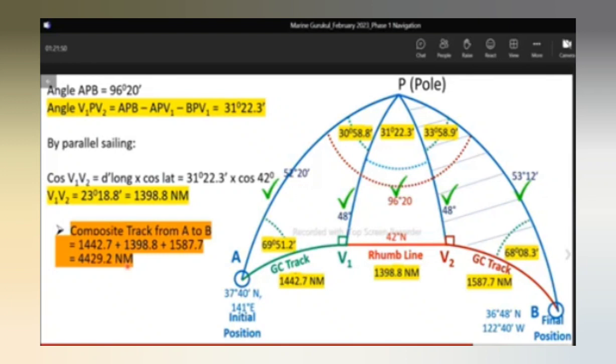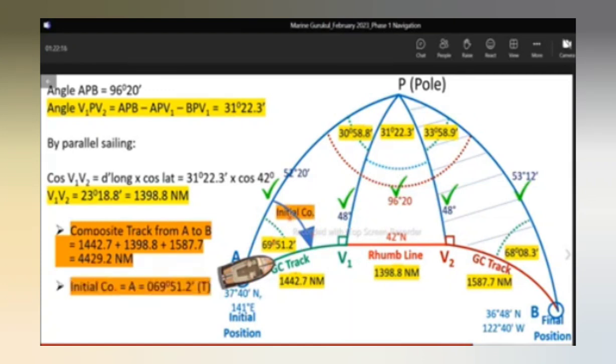The second requirement of the question was the initial course. So let's go to the diagram and mark or place a vessel as she would be heading at A. Now, as explained in the earlier videos, let's mark off the initial course clockwise from true north at A. This arrow represents the true initial course. Now we can see clearly that angle A that we calculated is directly equal to the initial course. So therefore initial course is equal to angle A expressed in three figure notation, 069 degrees 51.2 minutes true.